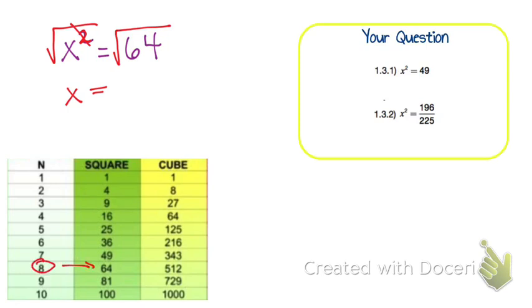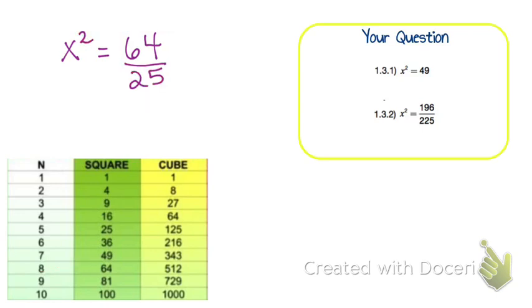8 squared is 64. So it would be 8, but it wouldn't just be positive 8. Negative 8 times negative 8 is also 64. So you put a plus minus. This says positive 8 and negative 8.